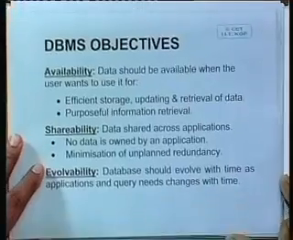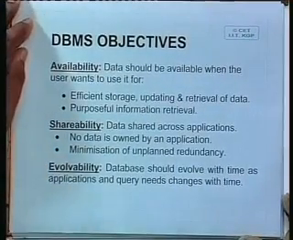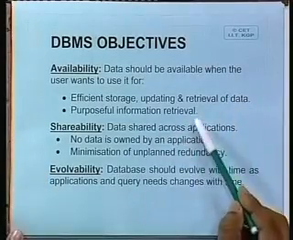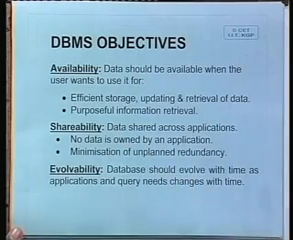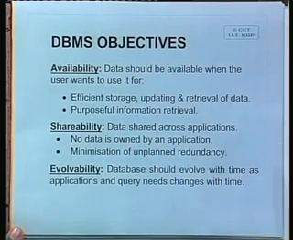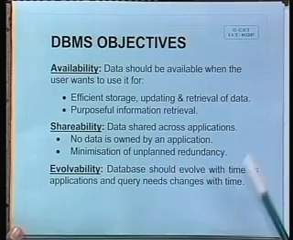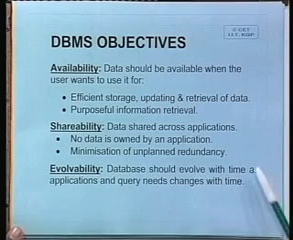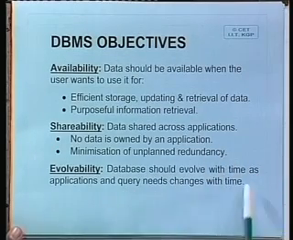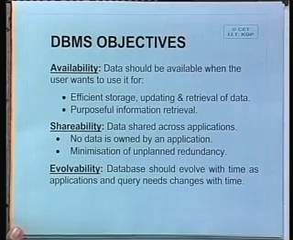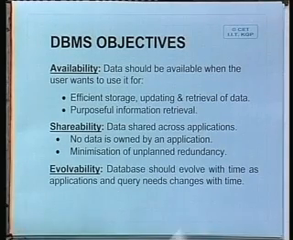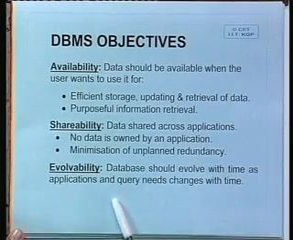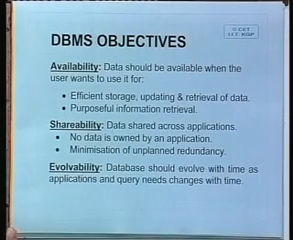The first one, availability. Data should be available when the user wants to use it, for efficient storage, updating and retrieval, purposeful information retrieval. Shareability: data is shared across applications, right. No data is owned by an application. Minimization of unplanned redundancy. And the database should evolve with time as applications and query needs change with time. This is what I was talking about while discussing scalability.